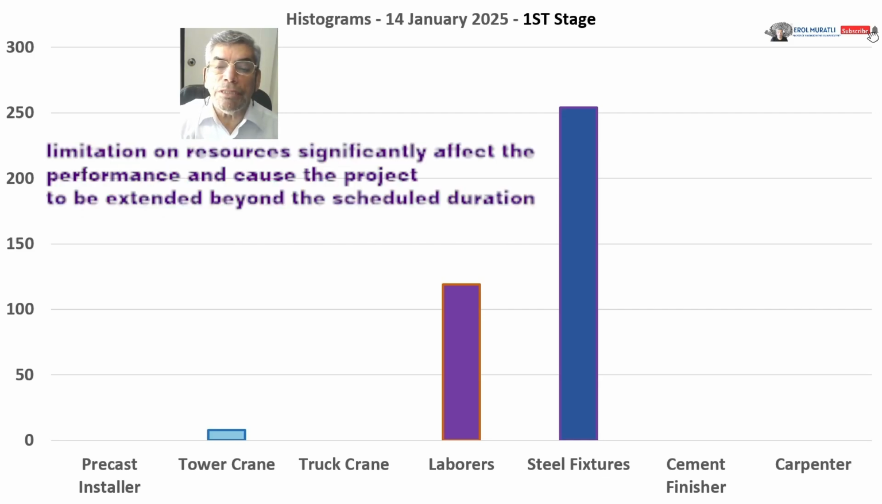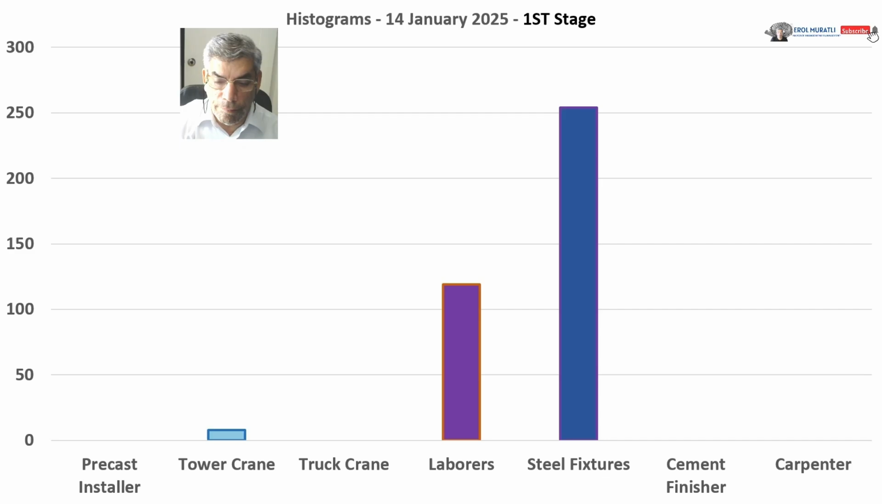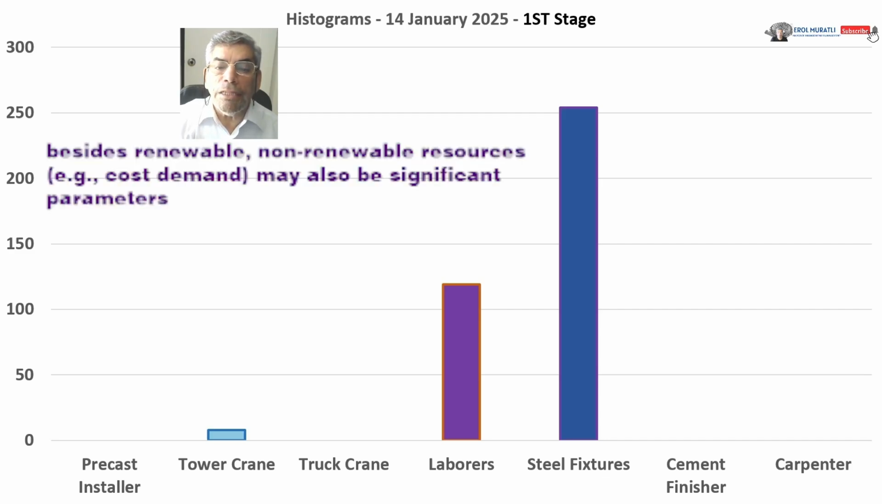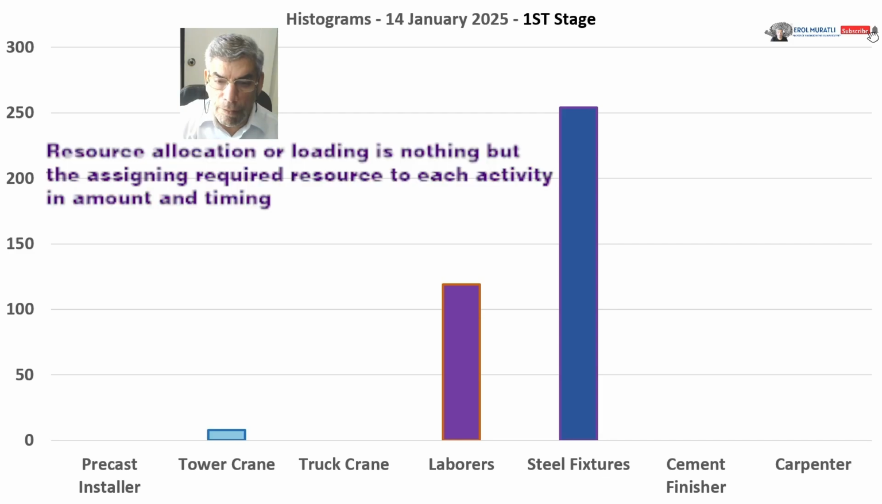Limitation of resources significantly affects the performance and causes the project to be extended beyond the scheduled duration. Besides renewable resources, non-renewable resources such as cost demand may also be significant parameters. Resource allocation or loading is nothing but assigning the required resource to each activity in amount and timing.